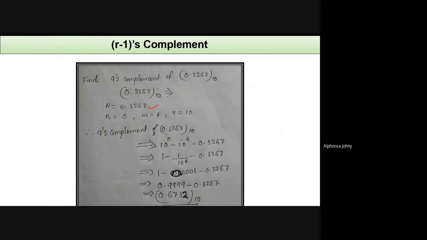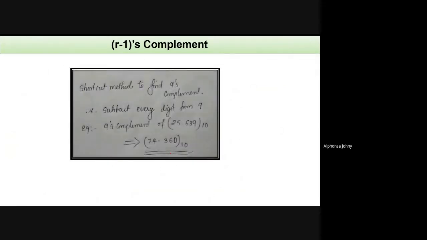So 10 raised to 0 is 1, minus 10 raised to minus 4, which is 1 by 10 raised to 4, minus 0.3267. You can evaluate it using a calculator or manually just like this. 1 minus 0.001 minus 0.3267. So 1 minus 0.001 is equal to 0.9999 minus 0.3267. Evaluating this difference, we will get the answer as 0.6732 to the base 10. So the 9's complement of this number is 0.6732 to the base 10.